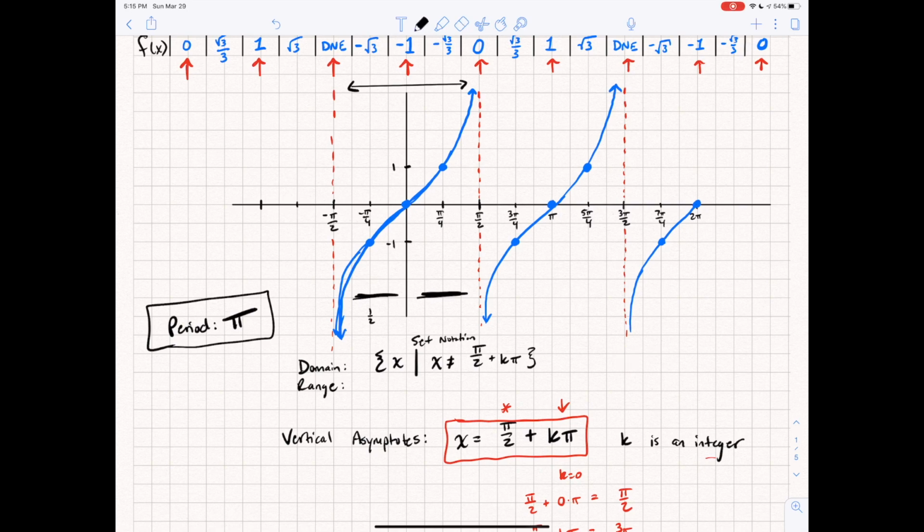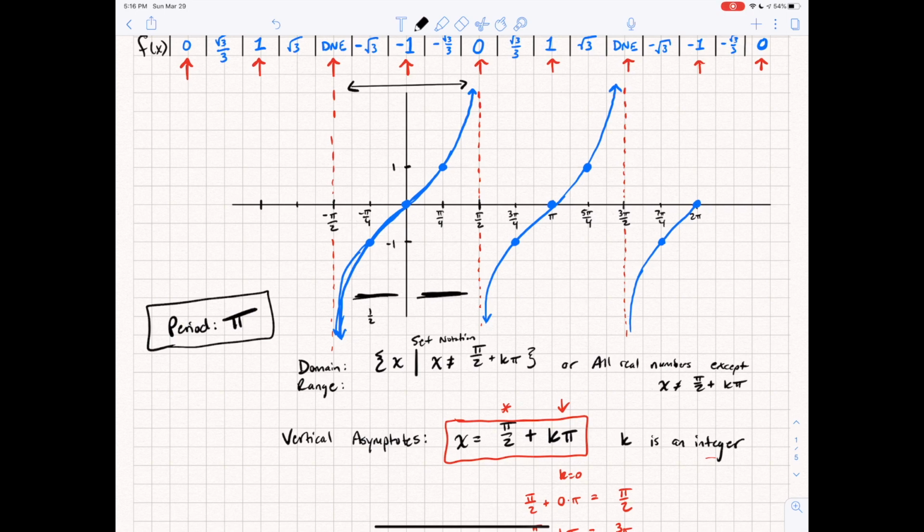If you wanted to use interval notation, it'd be a little bit trickier, wouldn't it? Because you would have to do essentially parentheses and brackets for every single thing. I guess you could almost do it in terms of words. You could say all real numbers except, and then you would say x can't be pi over 2 plus k times pi. And that'd be for the domain.